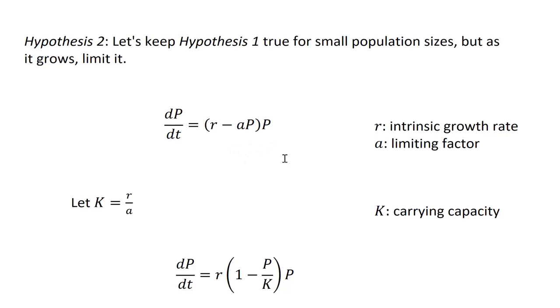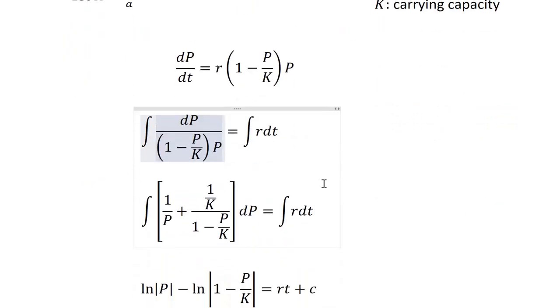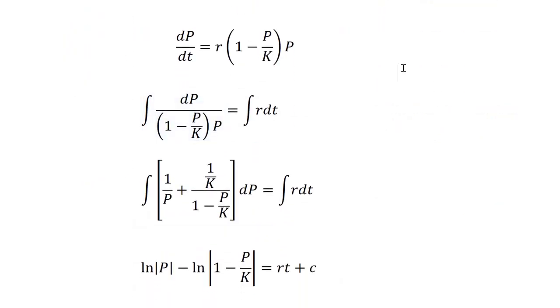We're going to let k equal r over a, and we're going to see the significance of k in the final version, in the solution. It's going to be the carrying capacity. So we rewrite as follows. The differential equation becomes dp/dt equals r times (1 minus p over k) times p. Now this is a separable equation, so we bring everything with p in it over to the left-hand side.